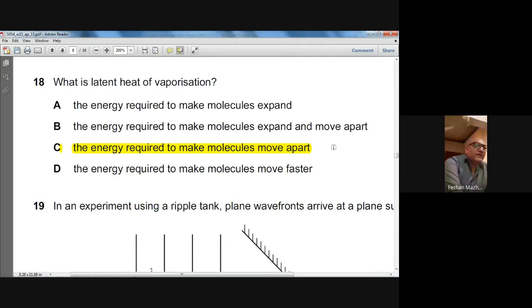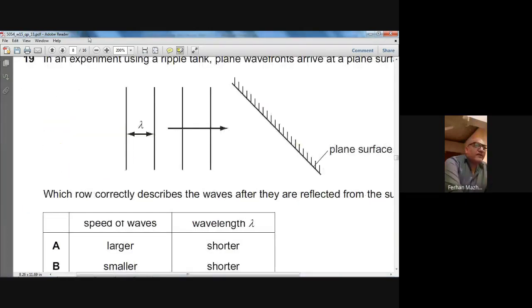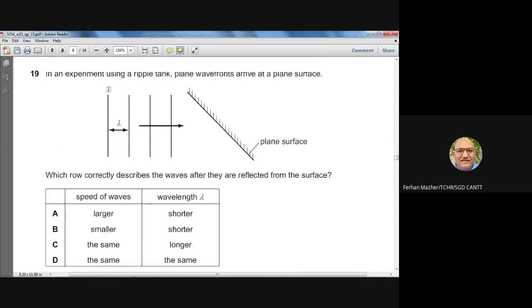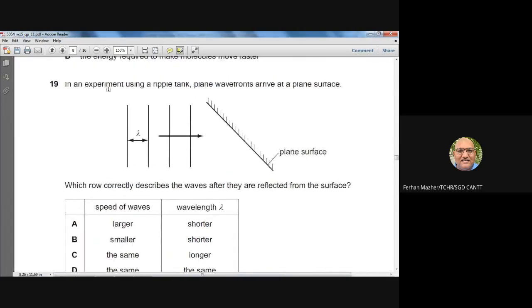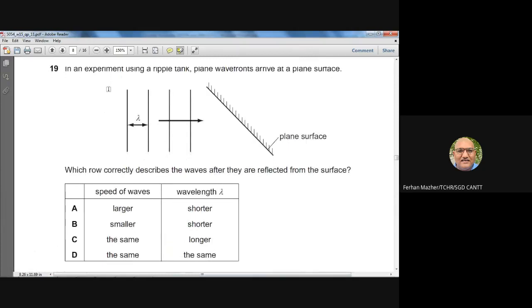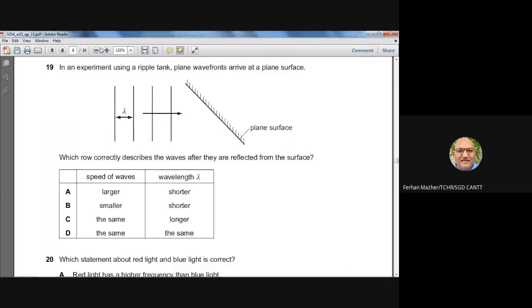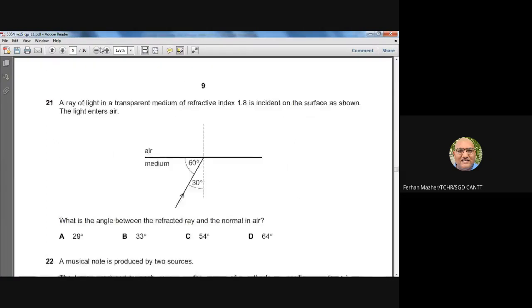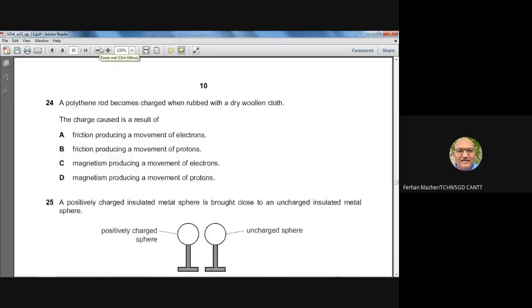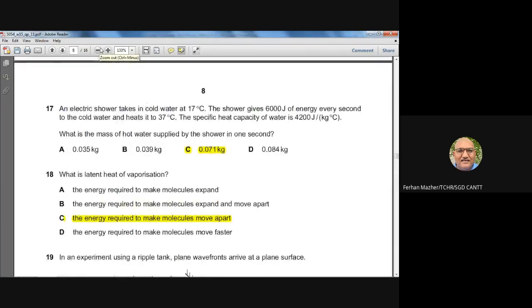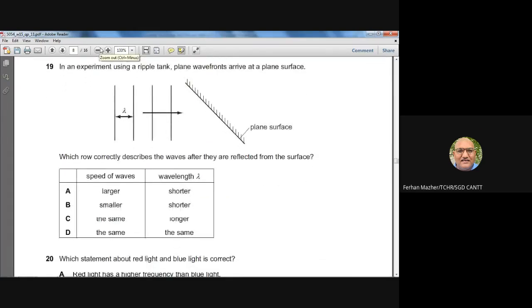We are moving to the next question. In an experiment using a ripple tank, plane wavefronts arrive at a plane surface. Which row correctly describes the waves after they are reflected from the surface?